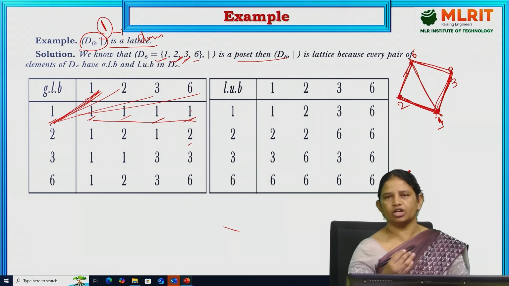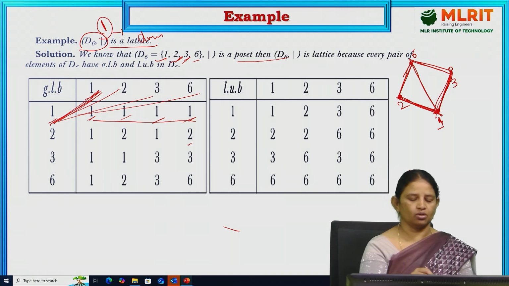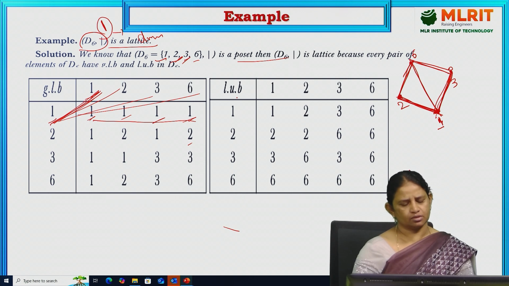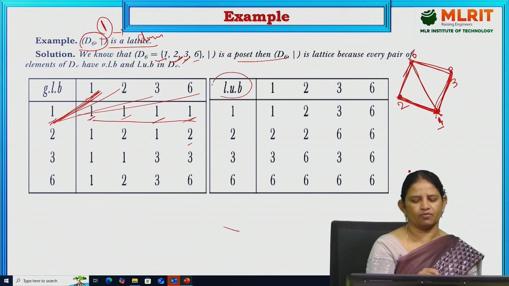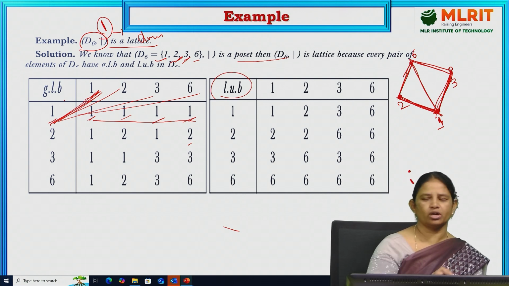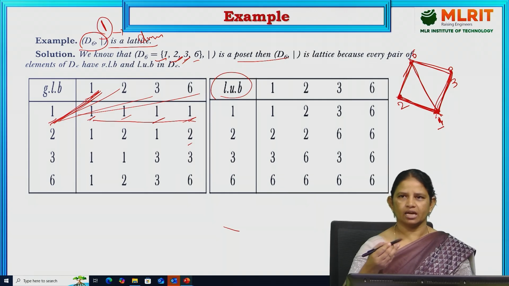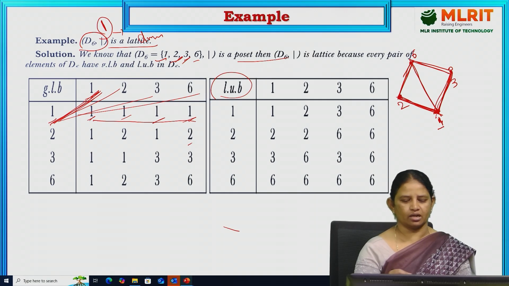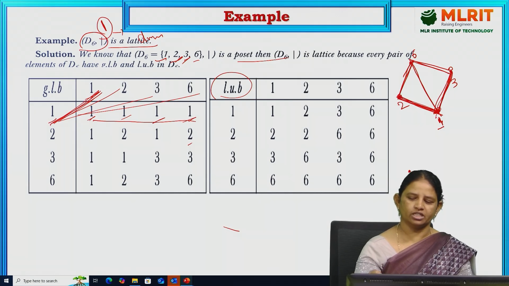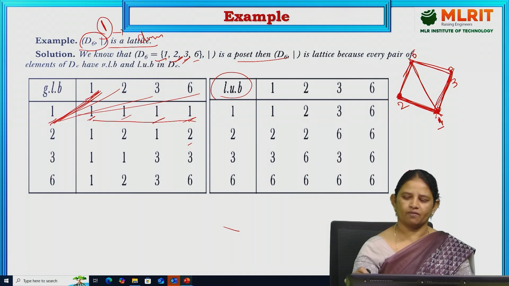In the same way, we need to verify the least upper bound. The lower bound exists, so now we verify the upper bound. An upper bound is an element present on the upper side. For 1, 1, the upper bound is 1 only. For 1, 2, the upper bound is 2. For 1, 3, it is 3. For 1, 6, it is 6.